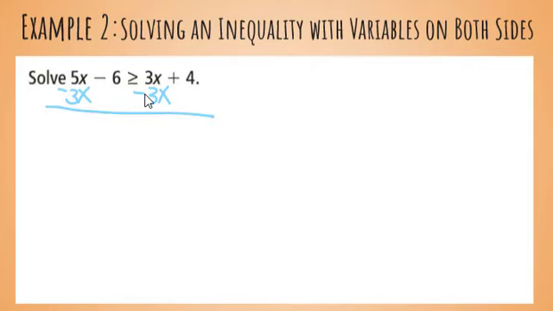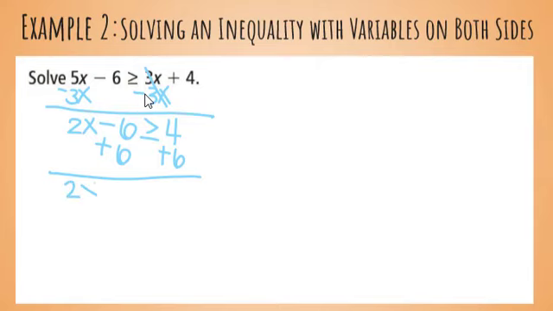So 5x minus 3x is going to give us 2x. I'm going to bring down the -6, bring down my inequality symbol. My 3x's here cancel, and then finally bring down my 4. So now we're working on getting this 2x by itself, so we're going to add the 6 over. Bring down my 2x. My 6's cancel. Bring down my symbol, and here we have 4 plus 6, which gives us 10.